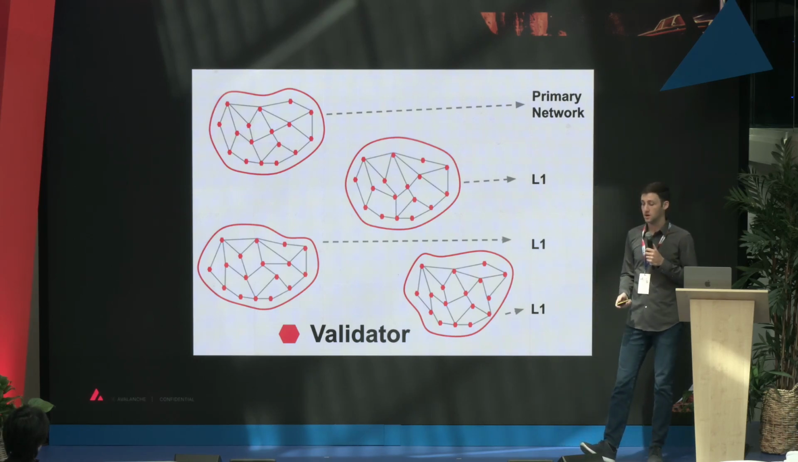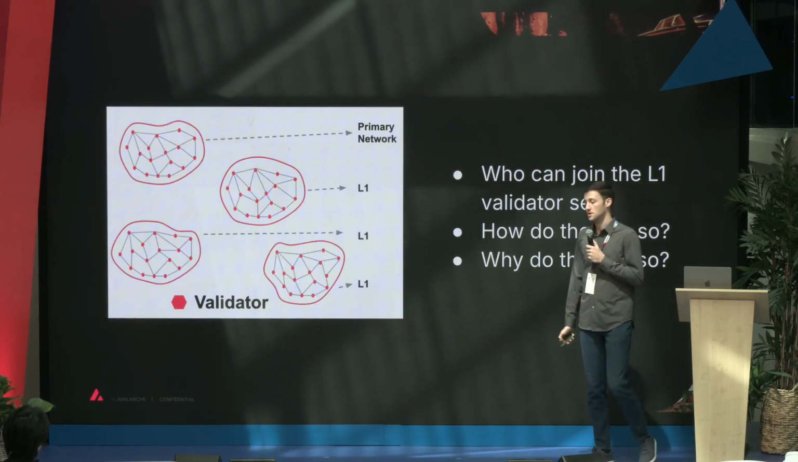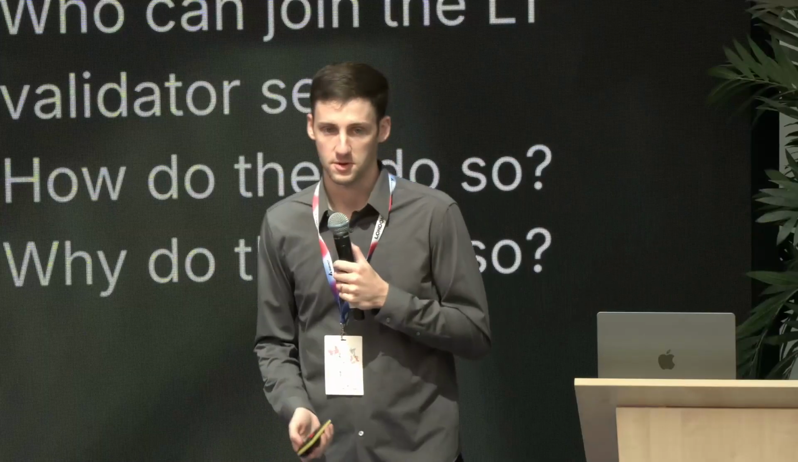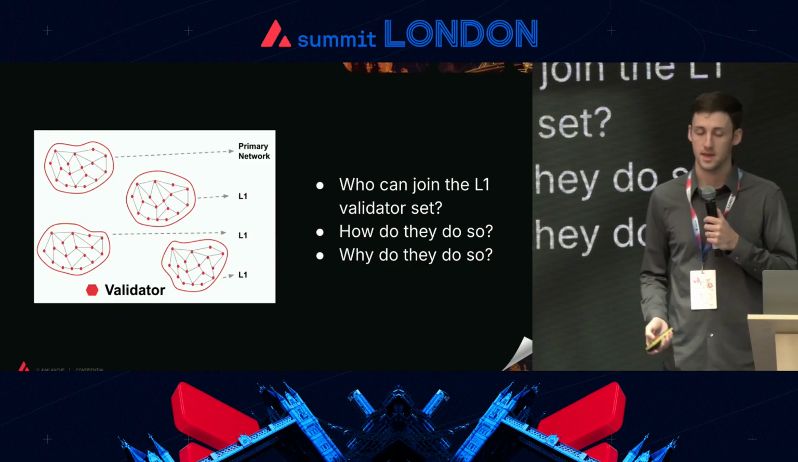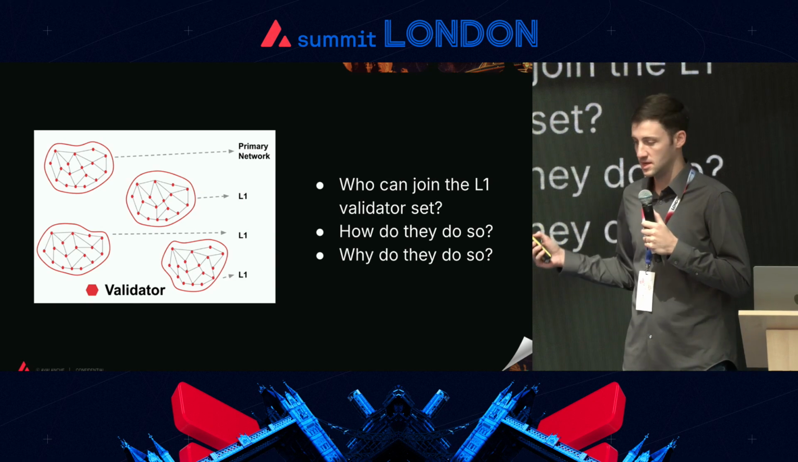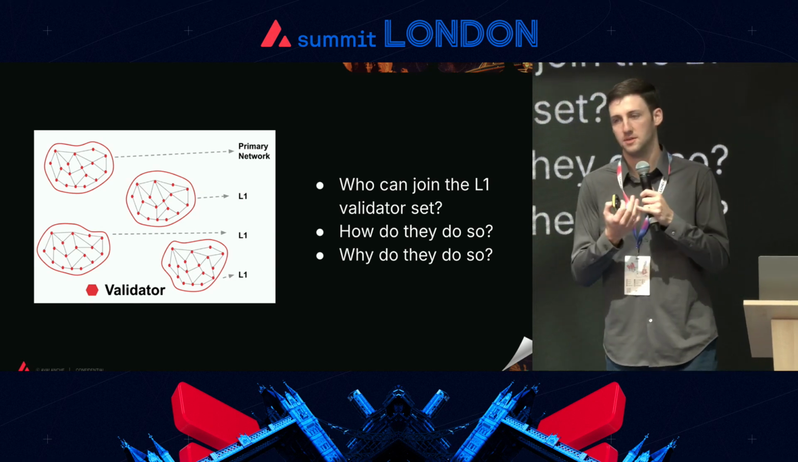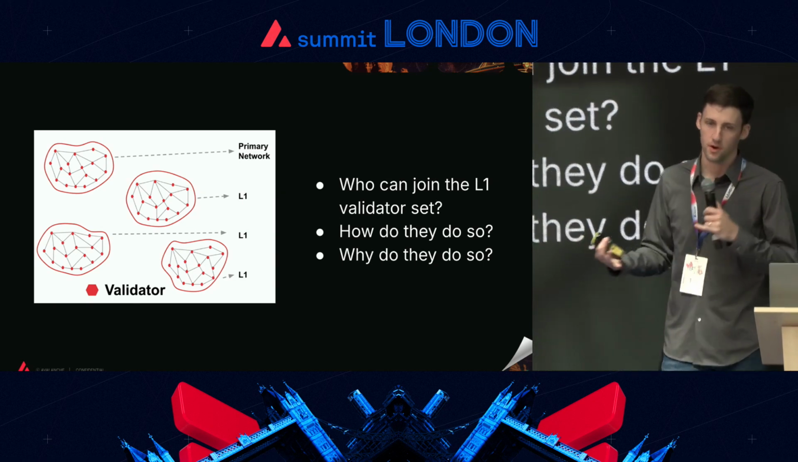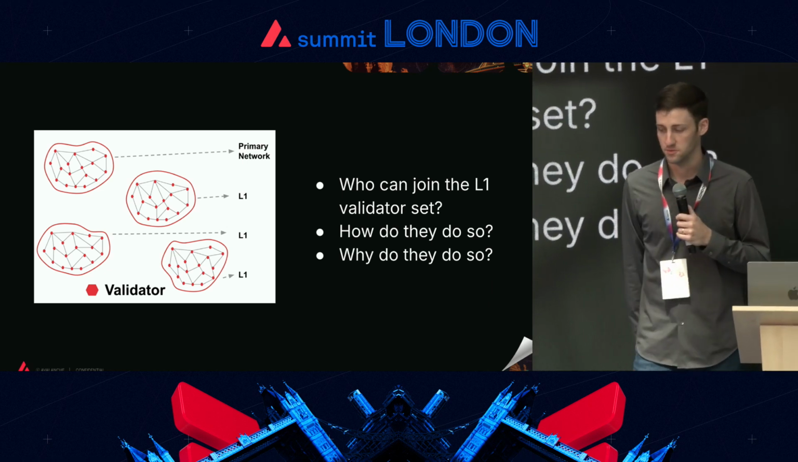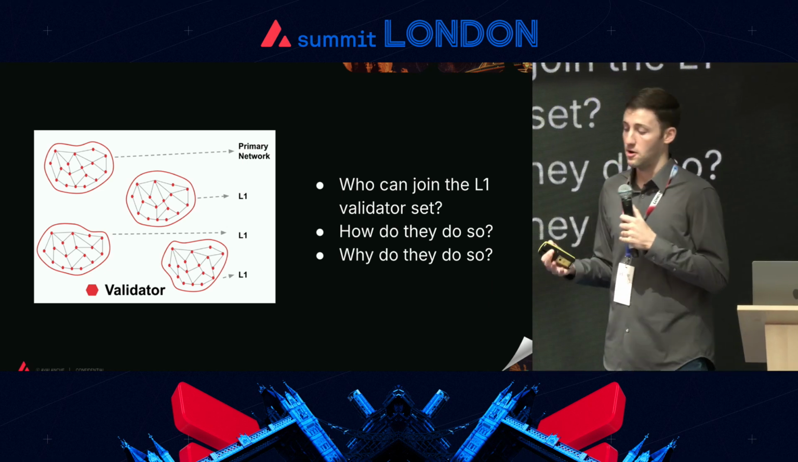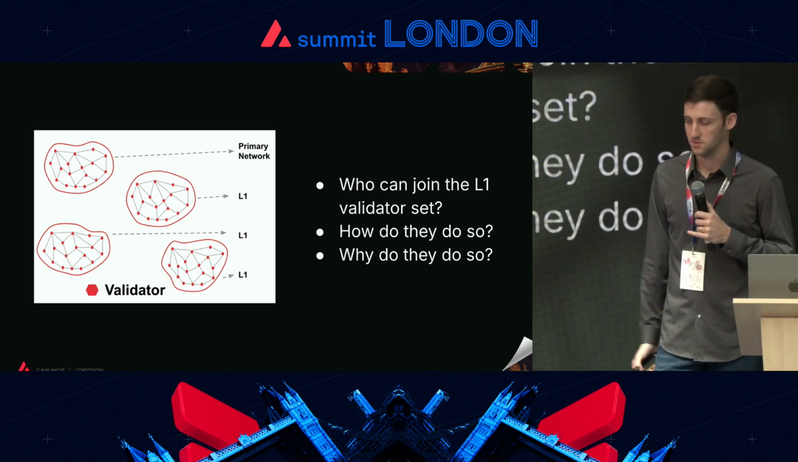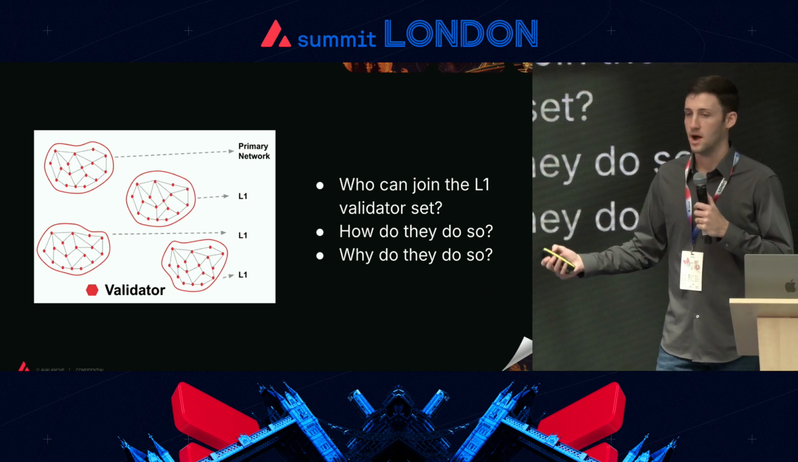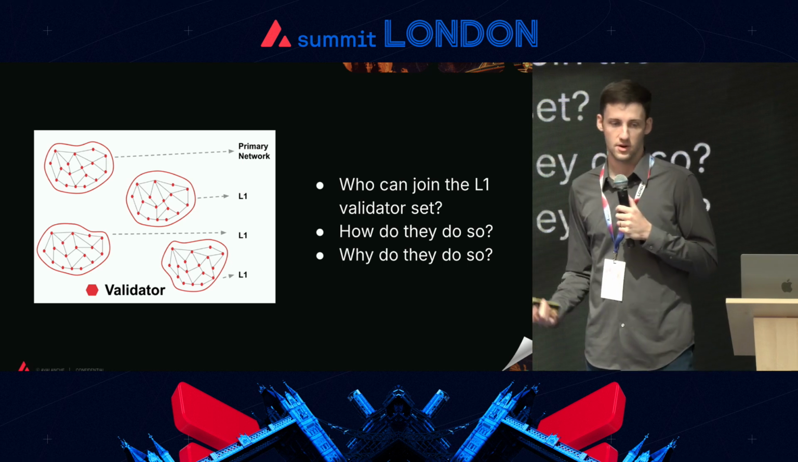And when we talk about validator management, what we're really trying to do is answer these three questions. Who can join the L1 validator set? How do they do so? And why do they do so? The who part traditionally breaks down into either proof of authority or proof of stake, which I'm sure many of you are familiar with. The how part gets into the validator manager contracts that we'll talk about today, and why gets to the incentives as far as validating chains.